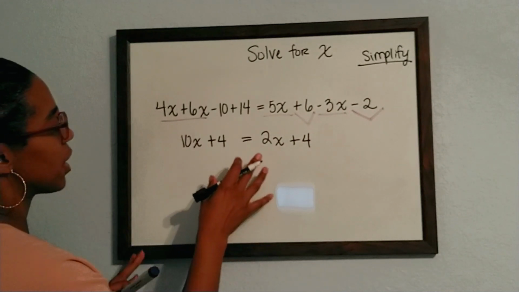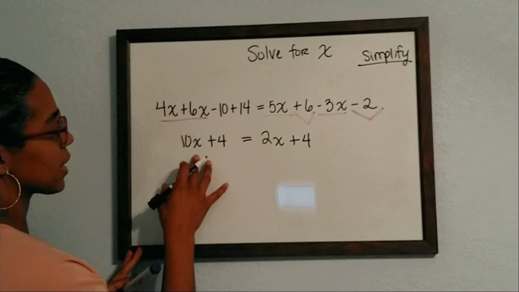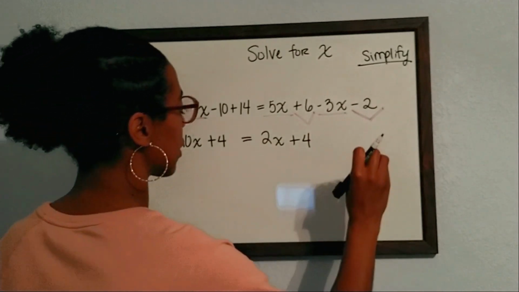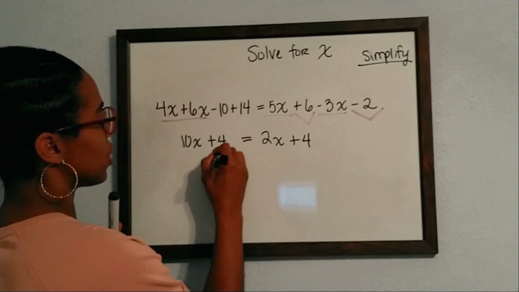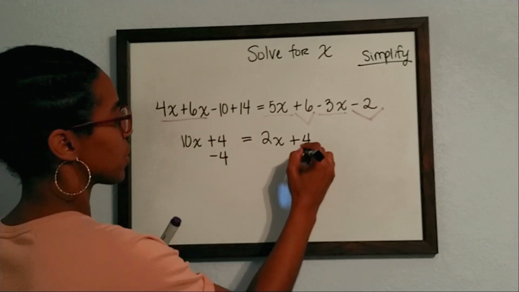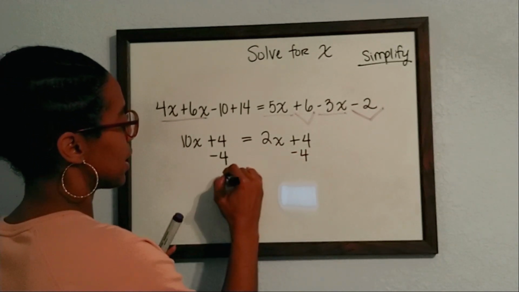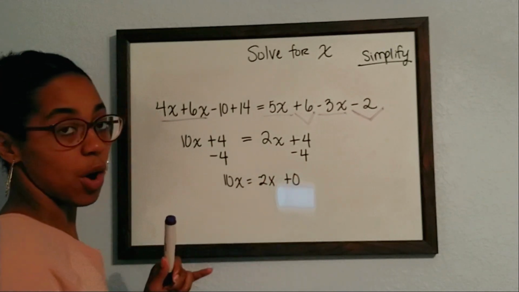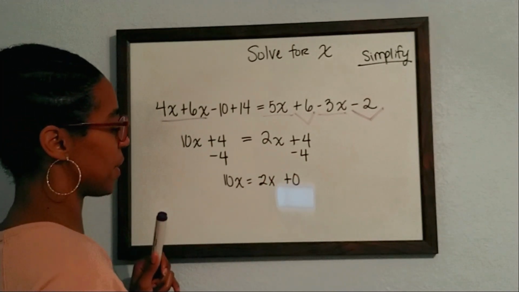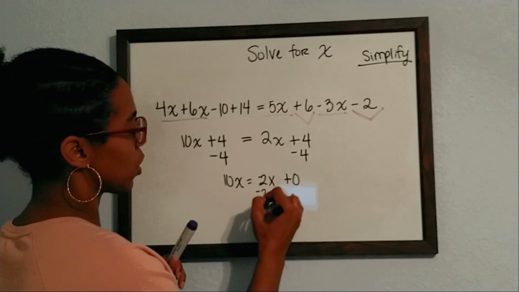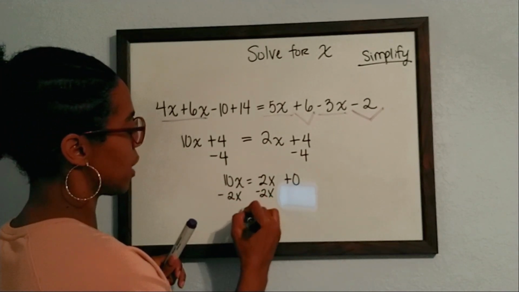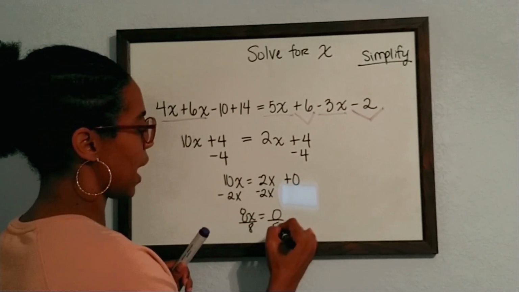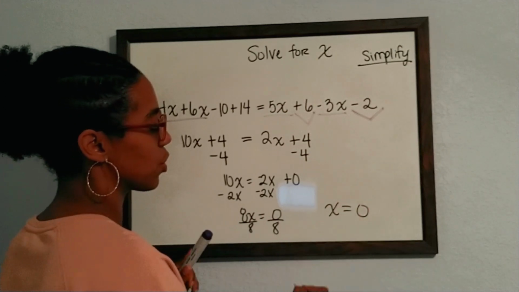Now I have 2x and 10x. And what I want to do is get all the numbers on one side and all the letters on the other side. So I'm going to go ahead and just subtract 4 from both sides first. That's going to give me 10x is equal to 2x, right, plus 0, because I want y'all to see something, what's about to happen. Now I need to move this 2, so minus 2, that'll give me 8x is equal to 0. Now I'm going to divide both sides by 8, and x is equal to 0.